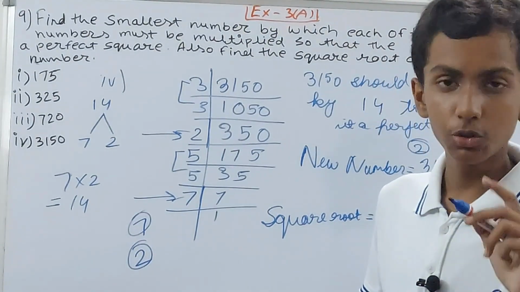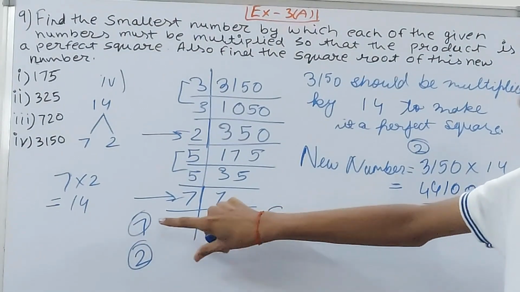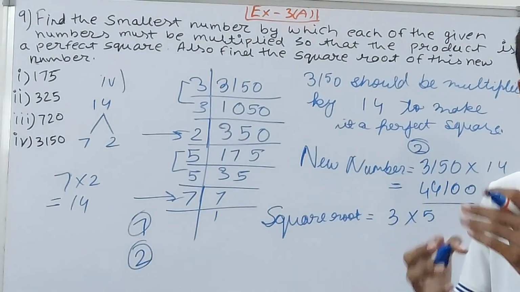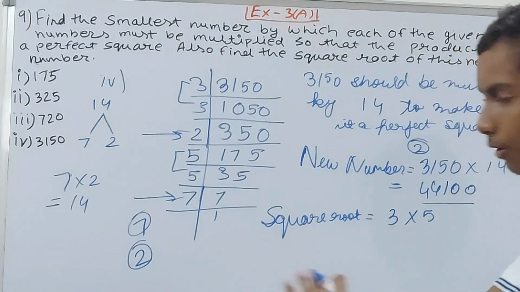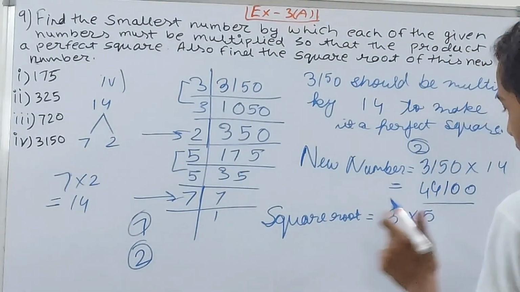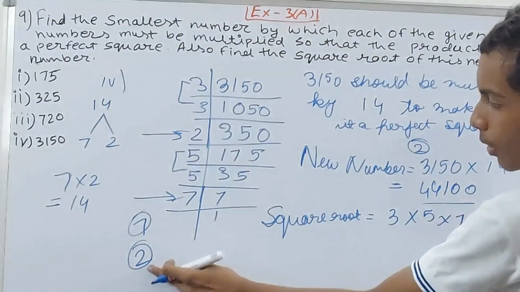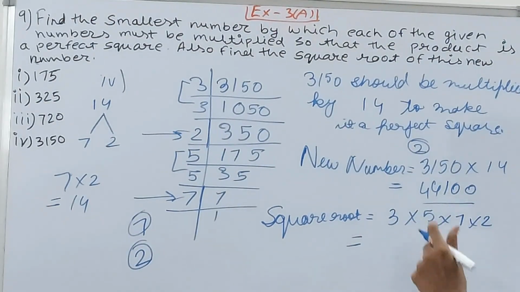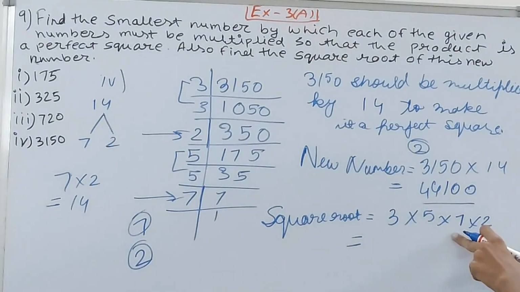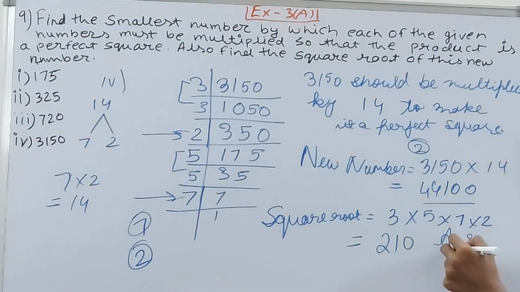So make the pairs. Don't make a mistake and write here 14. That will be wrong. Here if you have multiplied by 14, you will get its broken down form in the form of prime factors, not 14. 14 is not prime. So one pair of 7, this, and then one more pair of 2. Now this will be your square root. That will be 3 into 5 15 into 2 30 and into 7, that is 210, and that becomes your answer.